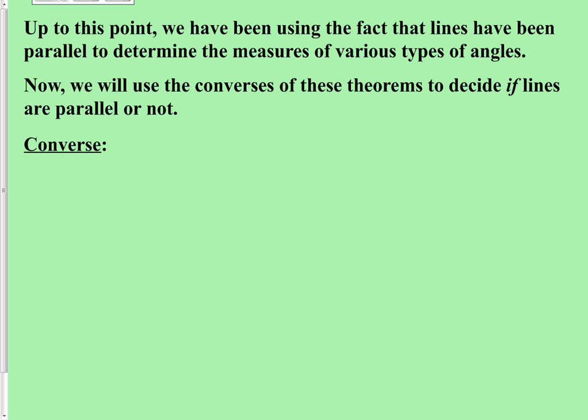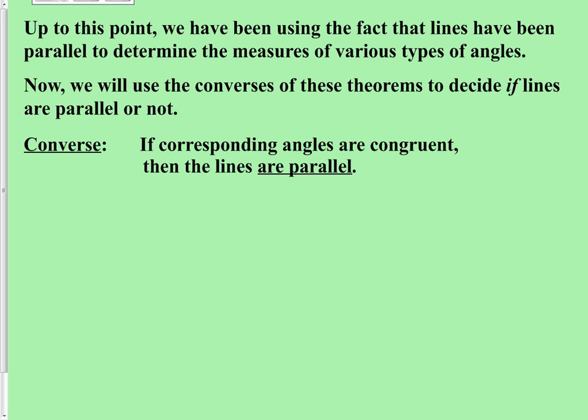Okay, so let's take a look at the four converses. We're going to go through this fairly quickly. They all say the same thing, so you ought to be able to get through your notes pretty quick on this. The first converse that we're looking at is dealing with corresponding angles. The original theorem said if two lines are parallel, then your corresponding angles will be congruent. The converse says if your corresponding angles are congruent, that means your lines are parallel.